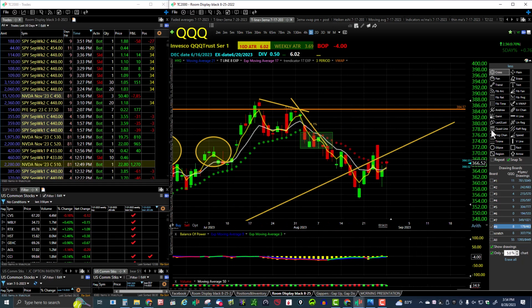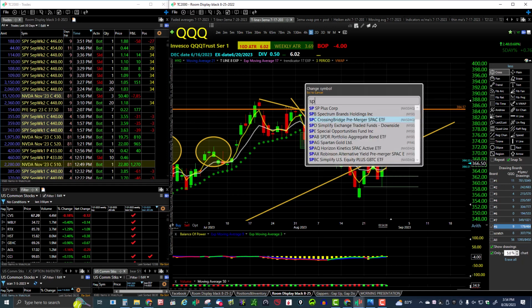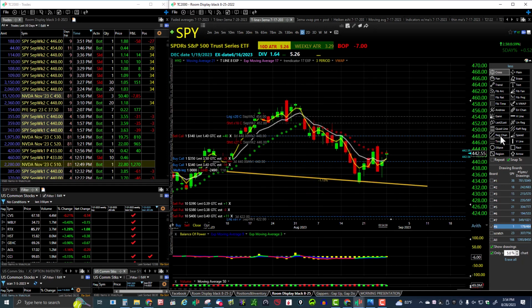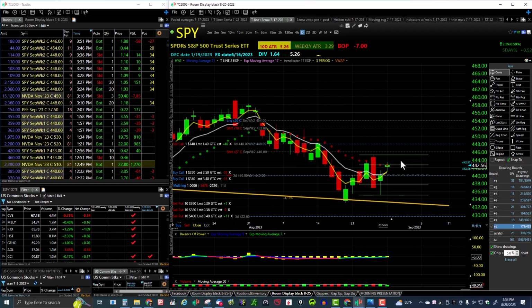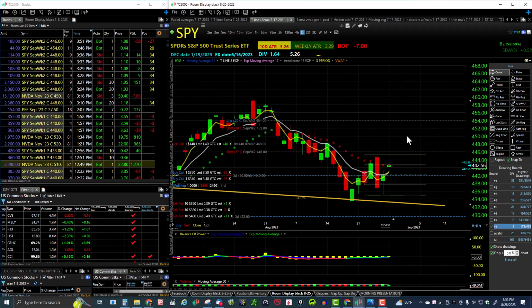Notice on the pullback for SPY and QQQ, they're up over the midpoint. If we go look at SPY, here's the SPY pullback. Put the quad lines in. We're way up over the midpoint. Closing in on quadrant 4 up here. So there's SPY and QQQ.